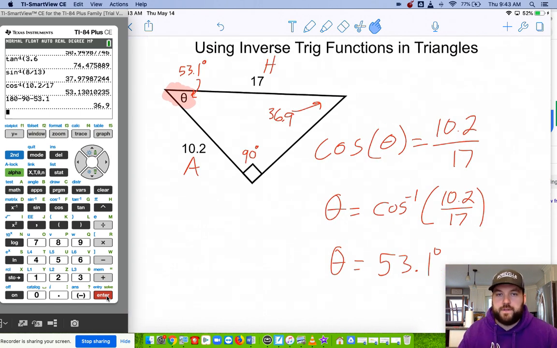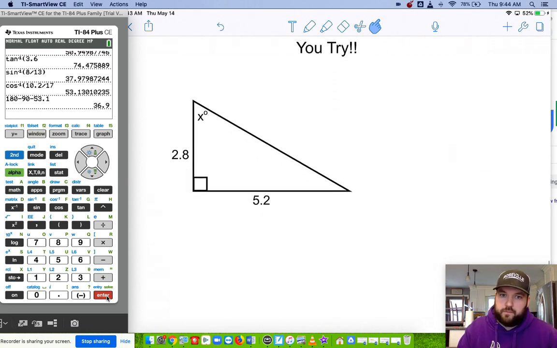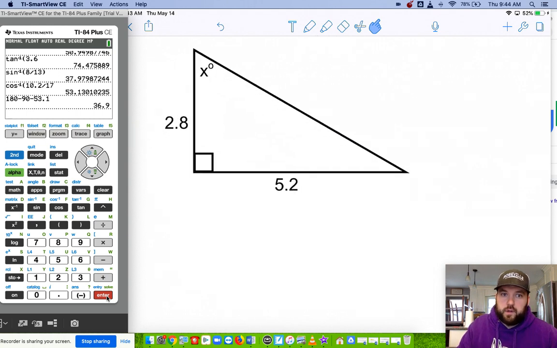So figure out the angle you have, figure out the two sides you have, figure out the angle you're looking for. What two sides do you have in regards to that angle that you're looking for? And then you can set up a trig function. So go ahead and give this one a try, and then we will be done here.